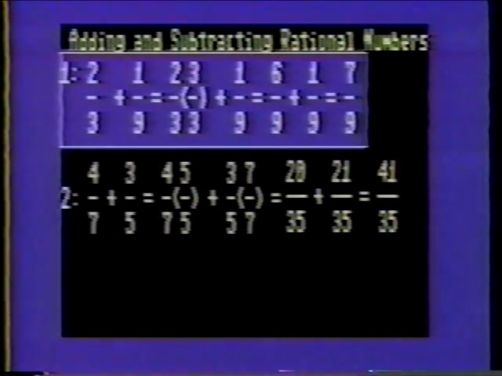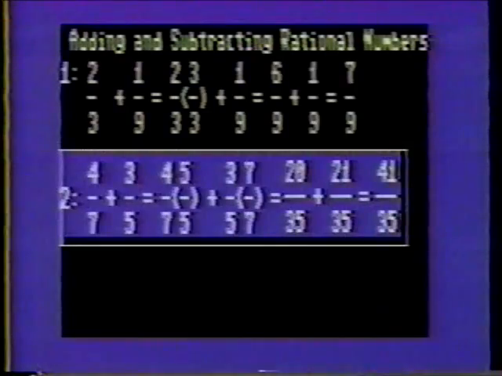Number 1, 2/3 plus 1/9. In order to add these numbers, they must have a common denominator. Since 3 will divide into 9 evenly, 9 is the least common denominator. Multiply 2/3 by 3/3 to obtain 6/9. Now the problem reads 6/9 plus 1/9, which is 7/9.